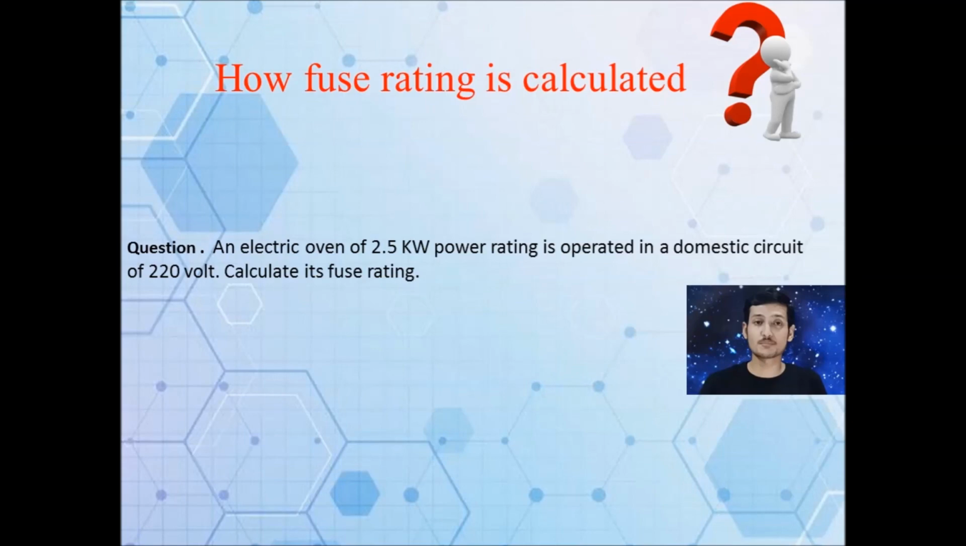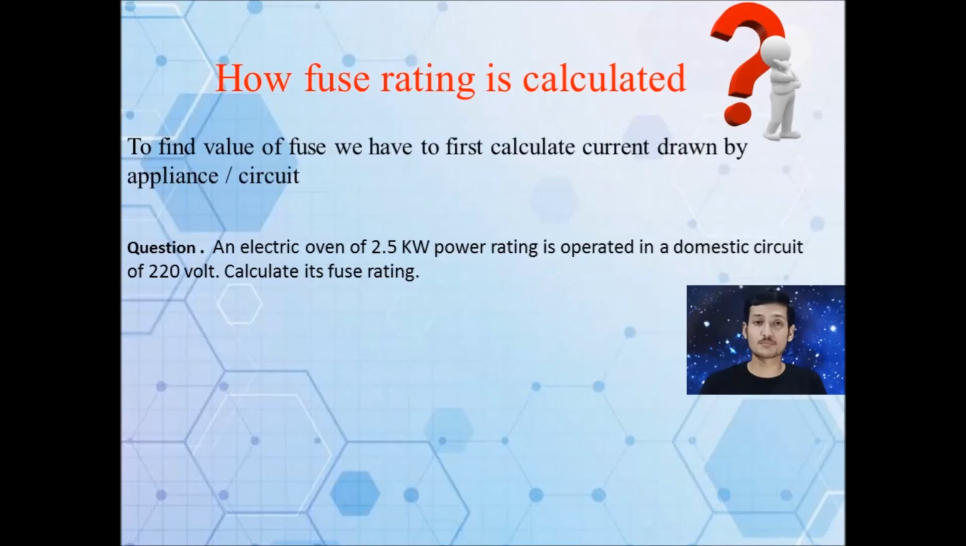Now, how do we calculate these fuse ratings? First, let's take an example. An electric oven of 2.5 kilowatt power rating is operated in a domestic circuit of 220 volt. We have to calculate its fuse rating. So in order to calculate fuse rating, first we have to determine how much current is drawn by this appliance. So how do we calculate this? First, given is power 2.5 kilowatt, it means 2500 watts, and voltage is 220 volts. So we have to find the current by the formula P upon V.